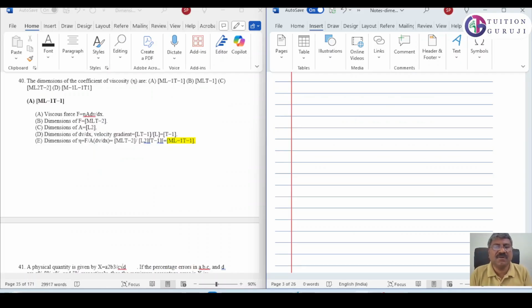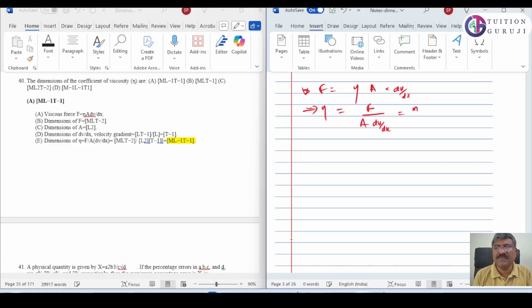The dimensions of the coefficient of viscosity eta are. So we have to find the dimensions for the coefficient of viscosity. We know that viscous force F is equal to eta into area into velocity gradient dV by dx. So the coefficient of viscosity eta is equal to F divided by A dV by dx.